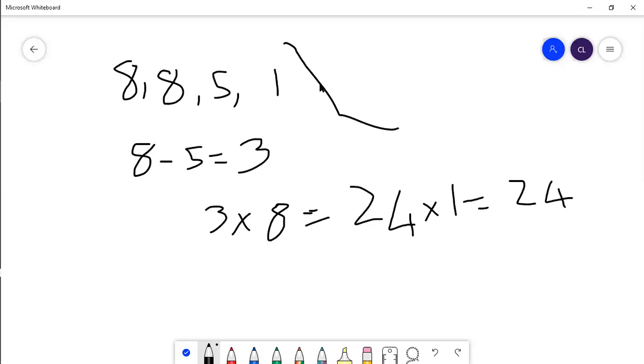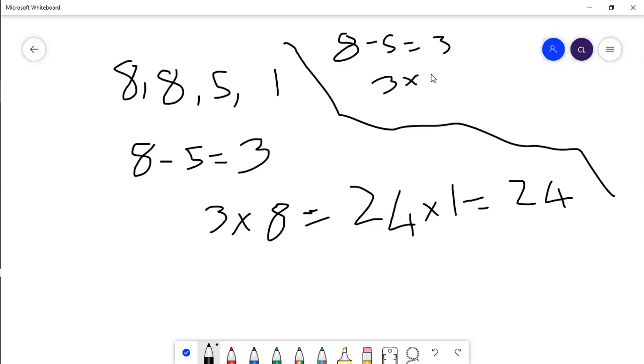So you still followed the 8 minus 5. 8 minus 5 gives us 3. Then you said 3 times 8, or 8 times 1? No, sir, I said 8 times 1 first, which equals 8. So you said 8 times 1 equals 8, and then you went along and said 8 times 3 gives us our beautiful 24. Yes, sir.